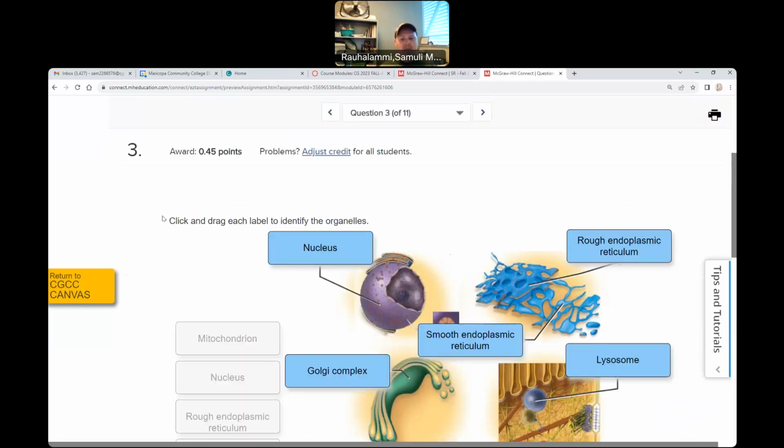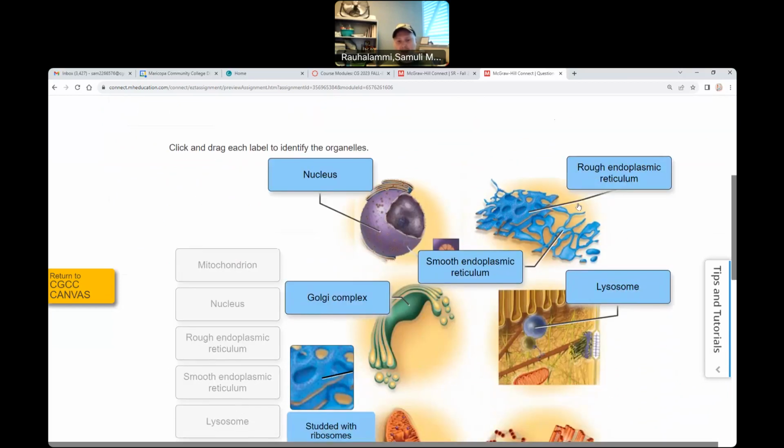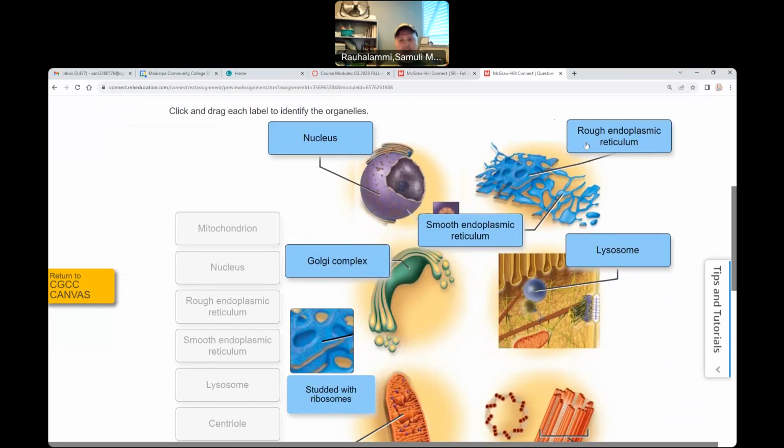Here we have various pictures, and you're being asked to click and drag each label to identify the organelles that we're seeing. First of all, we're seeing the nucleus, which contained DNA. Then we're seeing smooth endoplasmic reticulum, which, for example, was involved with detoxifying alcohol in liver cells. We're also seeing rough endoplasmic reticulum, which was characterized by having lots of ribosomes on its surface. Then we're seeing a Golgi apparatus or Golgi complex. This enclosed proteins in vesicles.